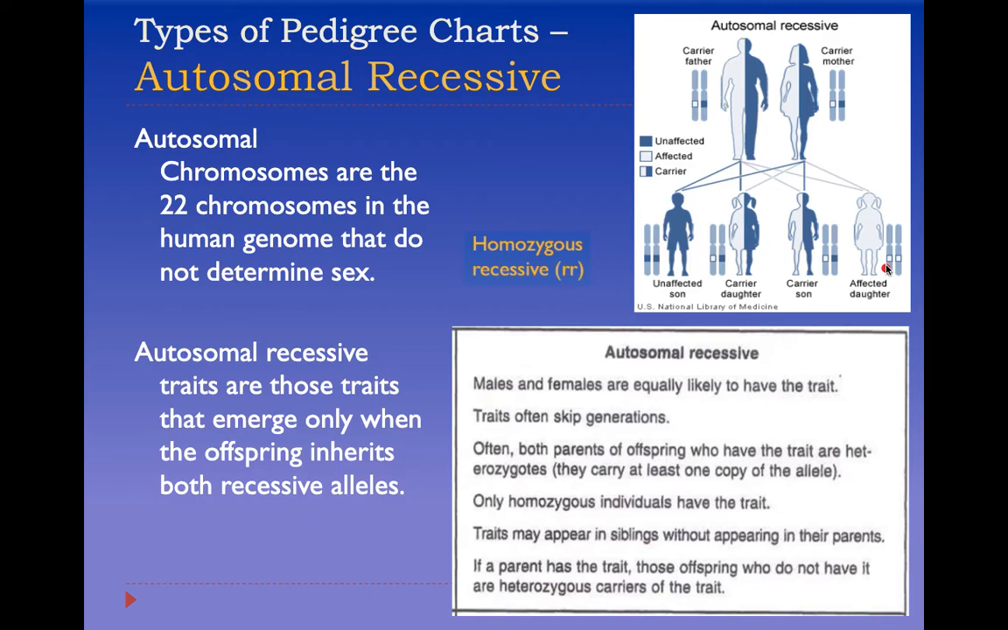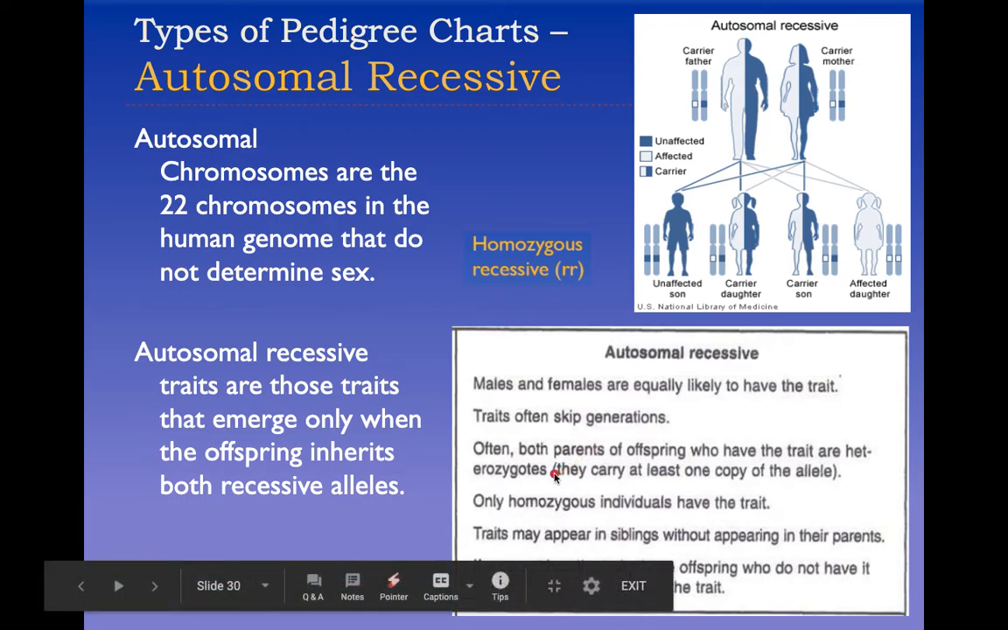So what do we expect in the pedigrees? Again, it's autosomal, males and females equally likely. Traits often skip generations because it's recessive, and there are going to be fewer individuals with that genotype. There'll be more individuals with a genotype that produces the dominant trait. Often, both parents of offspring who have the trait are heterozygous, but they carry at least one copy of the allele.